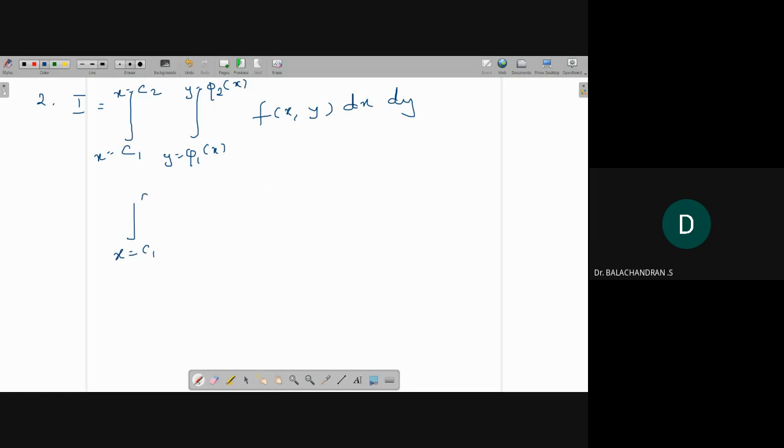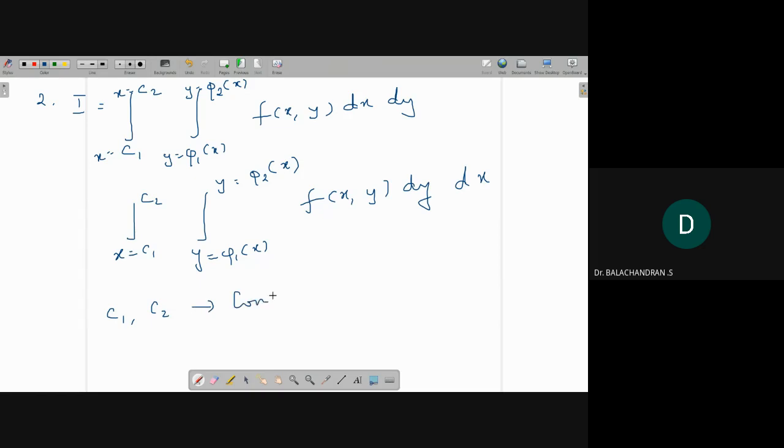X is equal to C1 to C2, Y equal to phi 1 of X, Y equal to phi 2 of X, F of X comma Y, and then dy, and then dx. So now it is in the correct form. dy, y, and then dx, x. Here C1 and C2 are constants. Phi 1 comma phi 2 are functions of x. Or you can say these are variable limits.